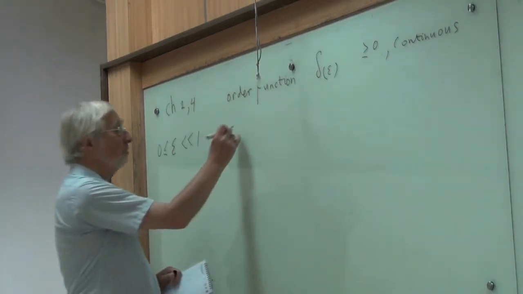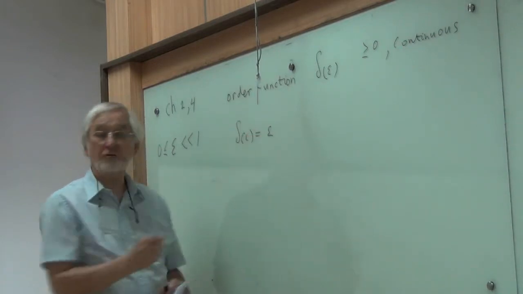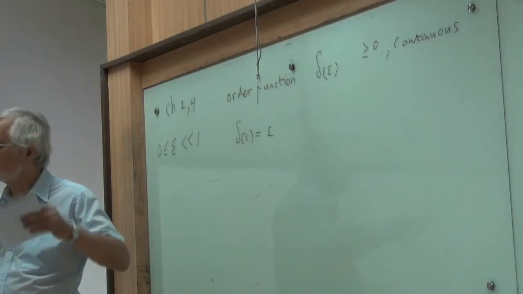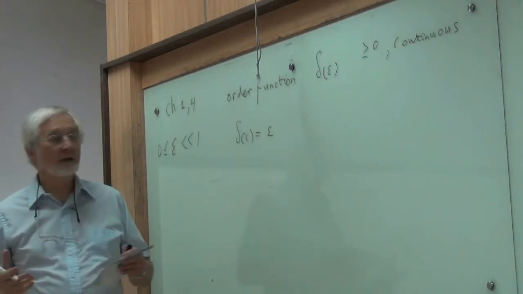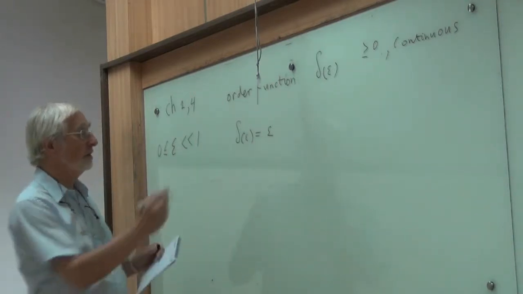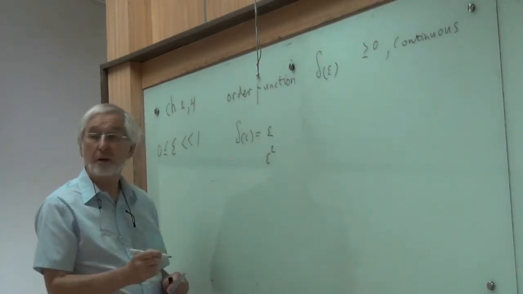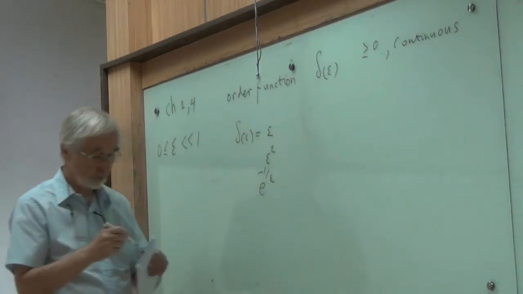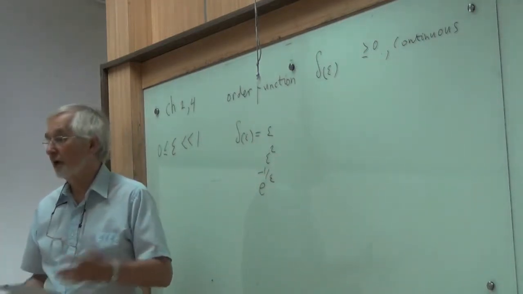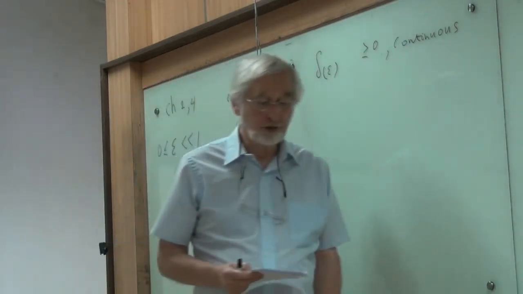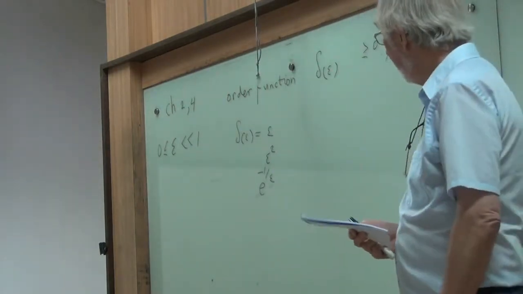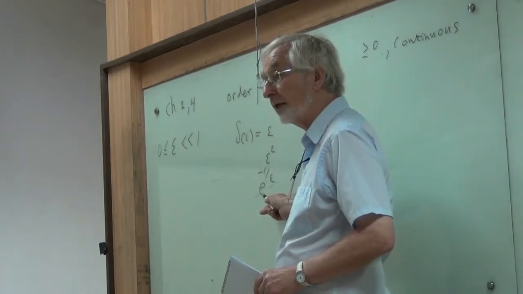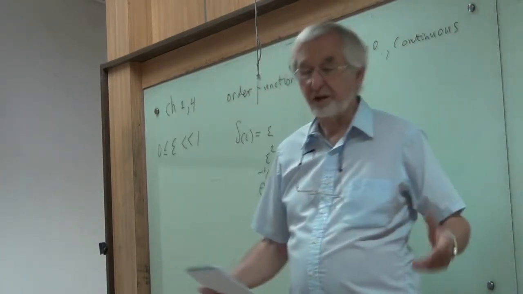And a typical order function is, for instance, delta epsilon is just epsilon. So if you say a function is, say, of size epsilon, now we have to explain and to define what we mean by that, of course. And then that is really the measure stick. But another example is epsilon squared, or say e to the minus 1 over epsilon. This is also a function of epsilon, and it is positive. If epsilon is very small, then 1 over epsilon becomes very large, so this goes to zero. You could use all these things as order functions.